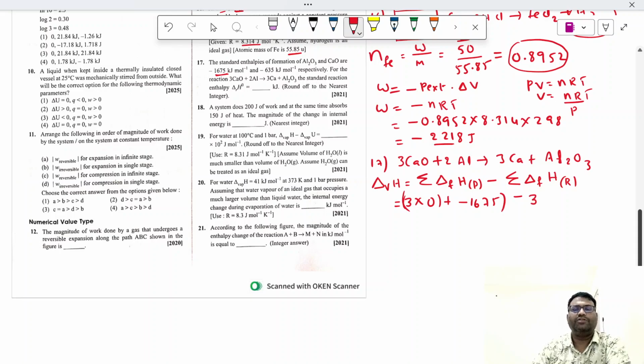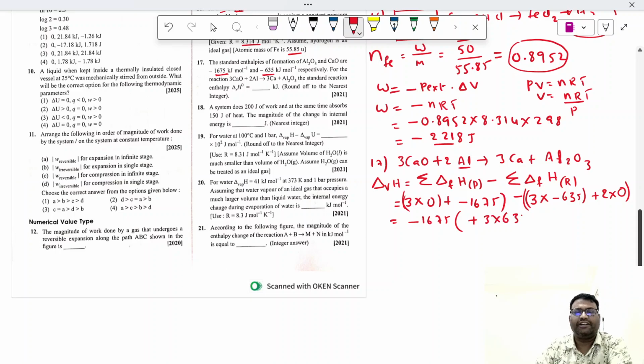Reactants: 3 moles into CaO, how much is given? Minus 635. Minus 635. Okay. Plus 2 into this, which is an element in its standard state. So when an element is in its standard state, its more stable state, then its enthalpy of formation is considered to be 0. Then you will get minus 1675 minus into minus, plus 3 into 635.